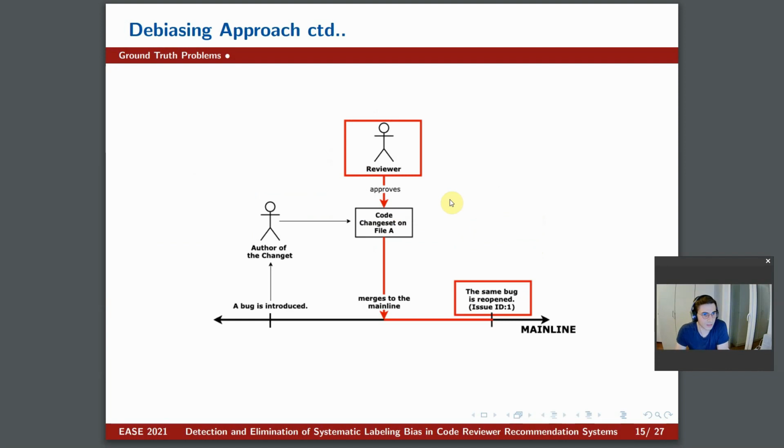And here's another example of a non-qualified reviewer assignment. When a bug is introduced, the author writes some code and sends it to the reviewer, and then at the end of some cycles, the reviewer approves it. It is merged to the mainline, and then after some time, the same bug is reopened. There might be several reasons why this bug is reopened, and one of them is that the reviewer assignment is not a qualified assignment, labeling bias.